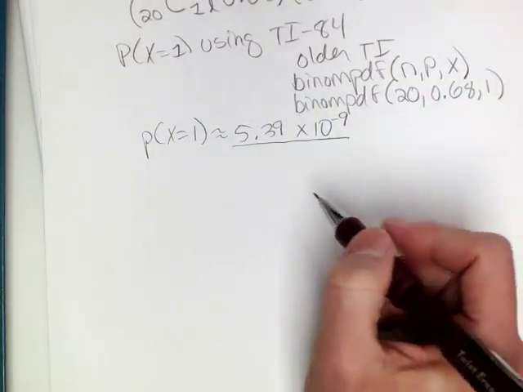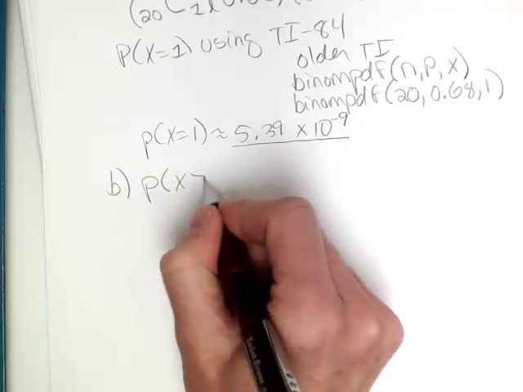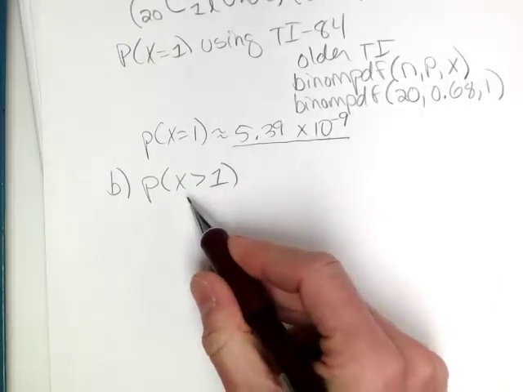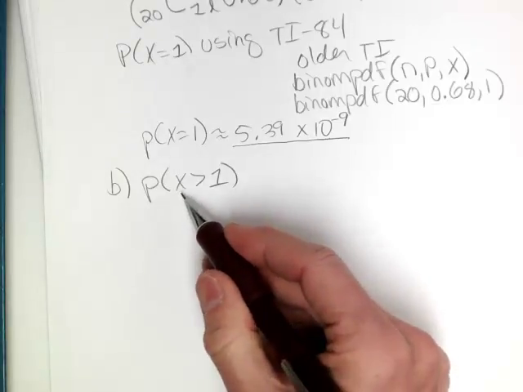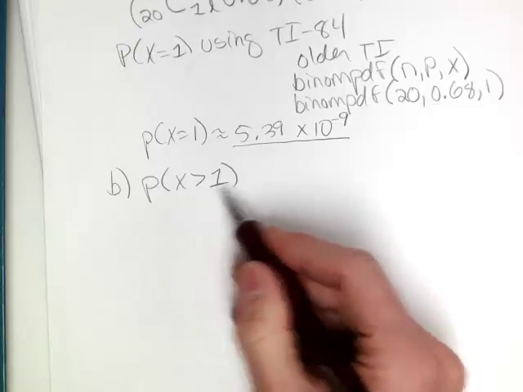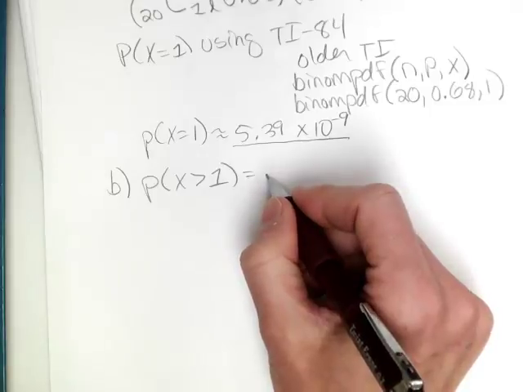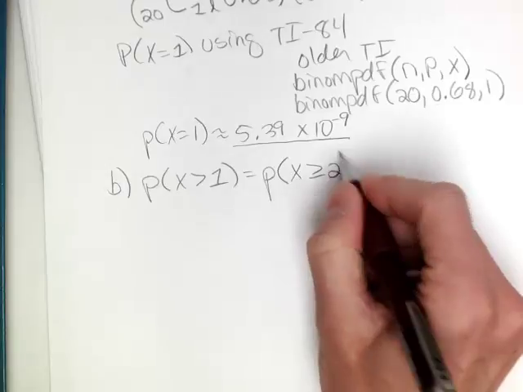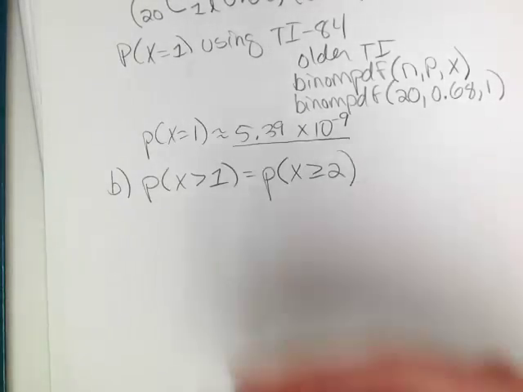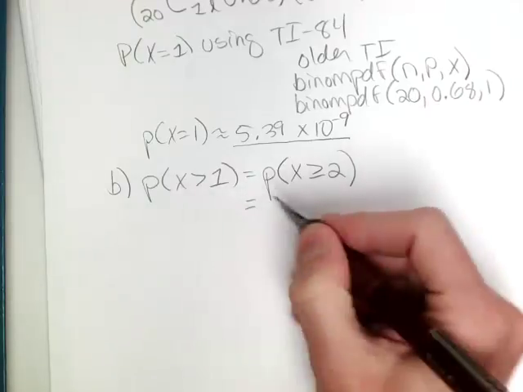So part B asks for the probability X is more than 1. Now, because more than 1 does not include the 1, we can go from 2 on. So this is really saying, for a discrete probability situation, the probability X is greater than or equal to 2.